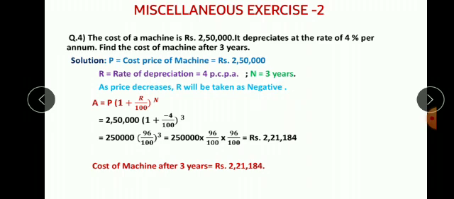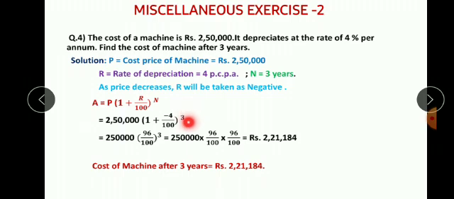Okay children, so here in the formula what will we write? R is negative. So first write down the formula. A is equal to P into (1 plus R upon 100) to the power N. And now while substituting the value of R, we will write down the negative value. Okay, if 4% per annum is given, we will write minus 4. Now P is given as 2,50,000. Then 1 plus R, R means minus 4 upon 100, to the power N.